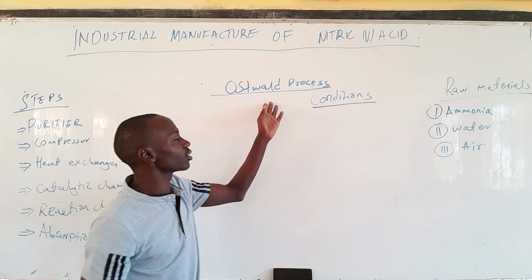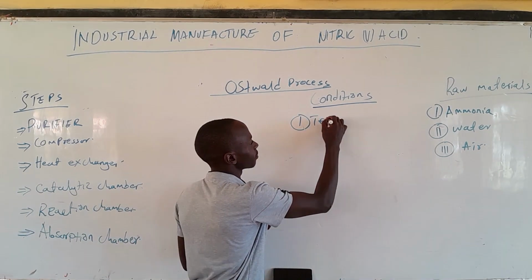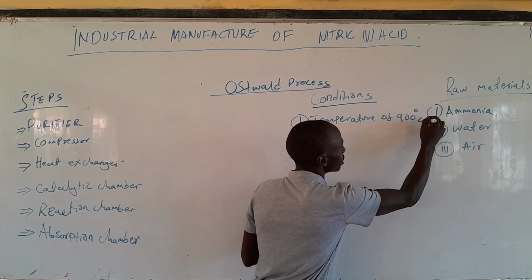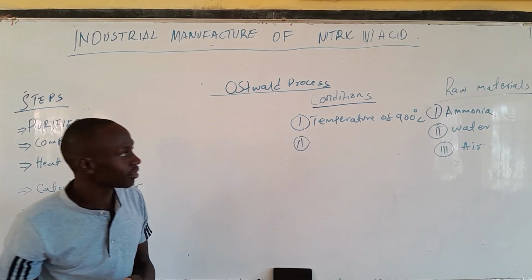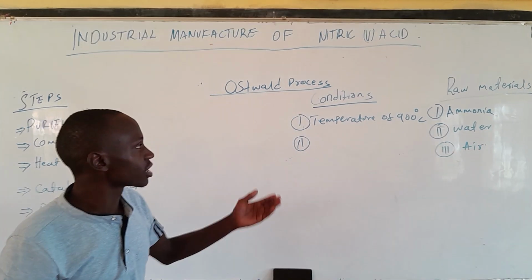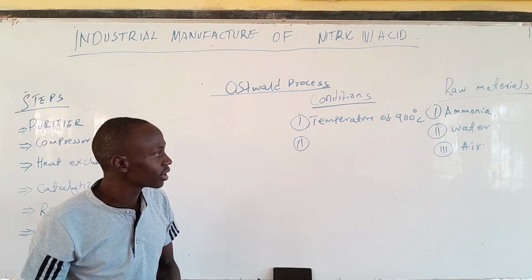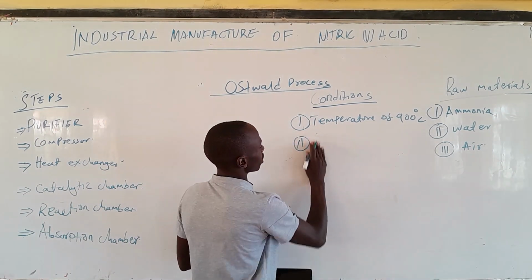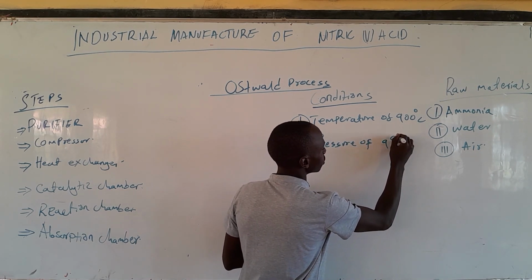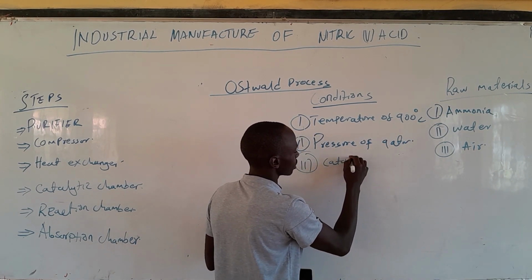The conditions that will favor the Ostwald process are as follows. The first one, we have a temperature of 900 degrees Celsius. The second one, we have a pressure of 9 atmospheres. And finally, this process requires a catalyst. That is, for our case, we are going to use a platinum rhodium catalyst.